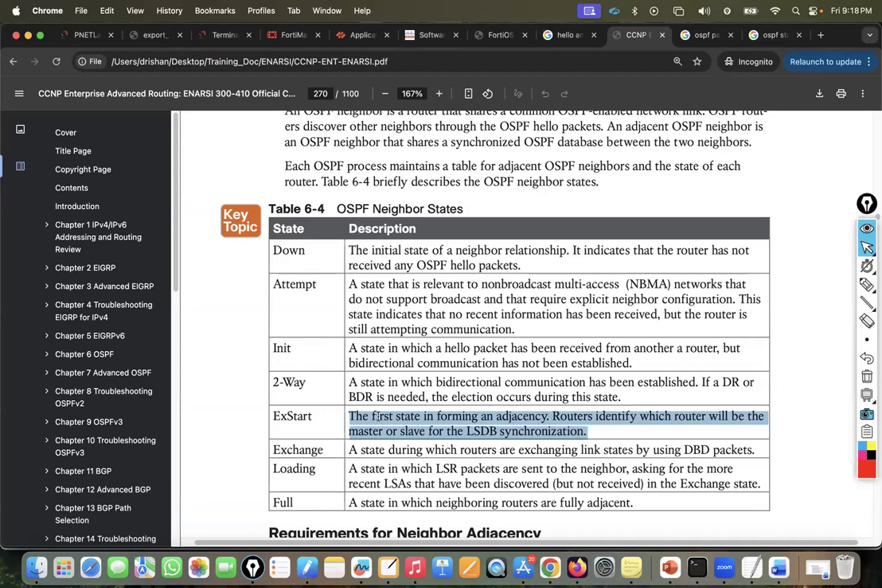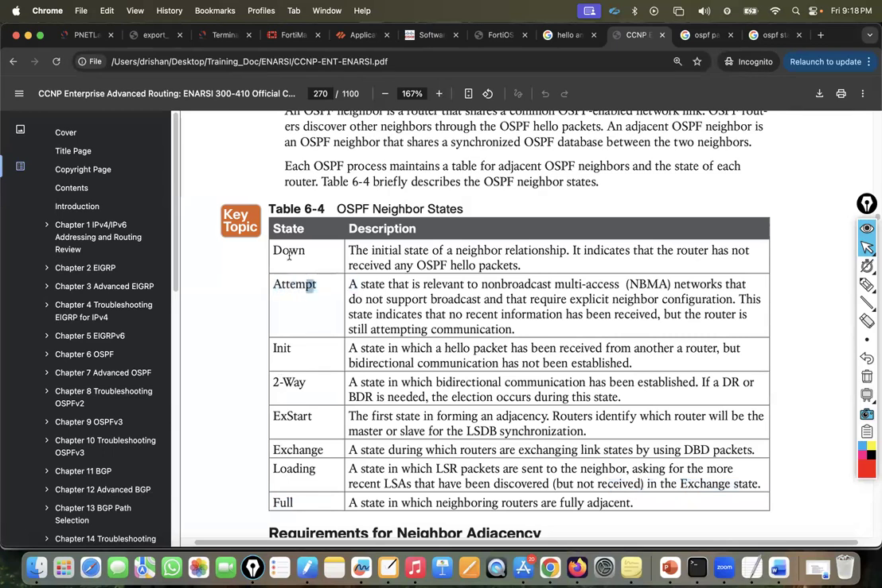Okay. Now the next state is going to be your Exchange state, during which routers will exchange the link state DBD packets. Means the router is going to exchange the entire database description packet, and then it will go to Loading. Means if they need anything extra, they will send the LSR packet. If not, they will go into the Full state. So this is how it is going to be, 7 states. 1, 2, 3, 4, 5, 6, 7.